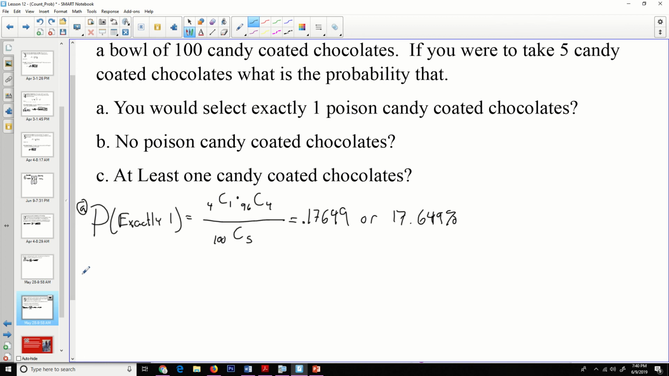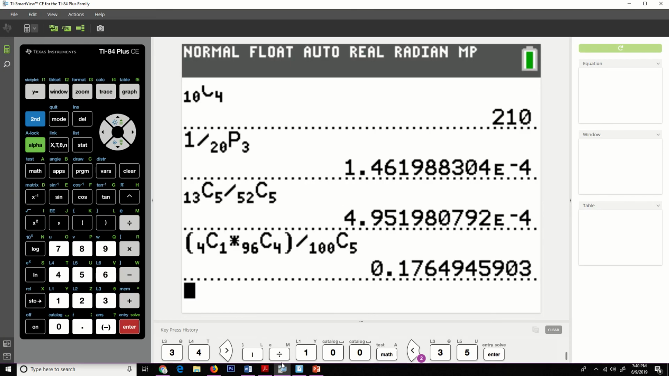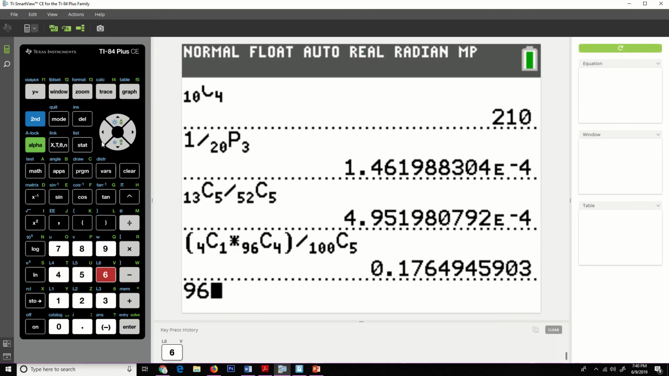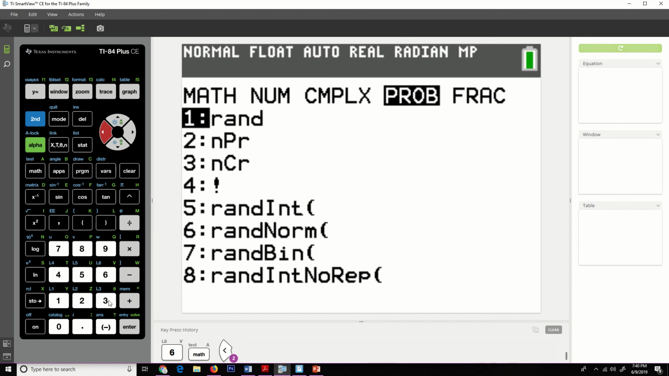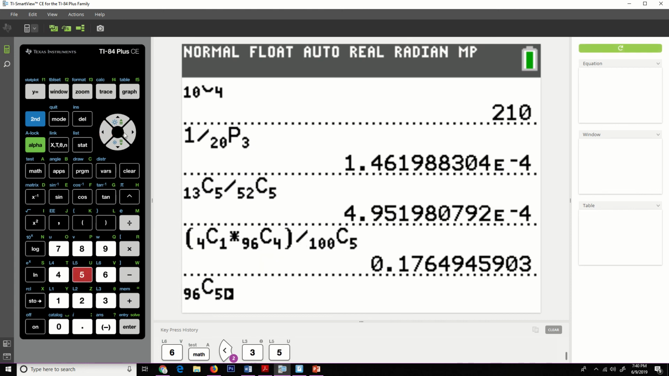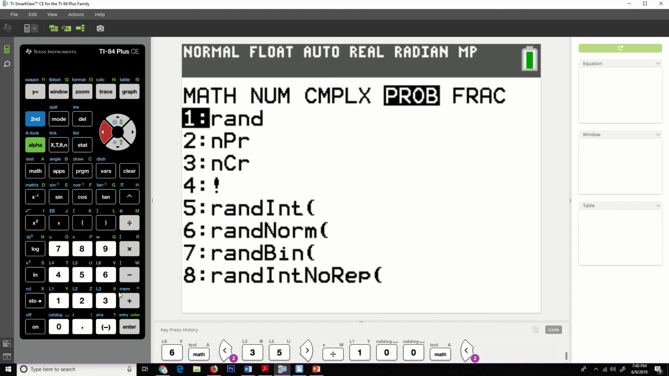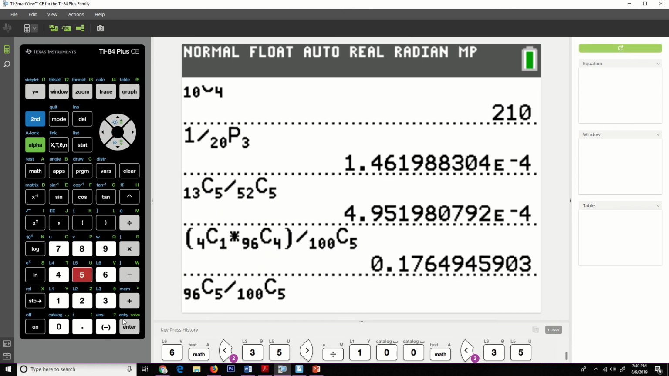Part B, that you choose no poison chocolates. All right. Well, that's pretty easy. There are 96 chocolates that have no poison in them, and we need to choose all 5 of those from 100 total chocolates in the bowl. So that's a little bit easier one. So 96, hit the math button, go over to probability, hit 3. We're choosing 5 of those, hit our right arrow to get out of the subscript, hit divide, and then we'll go 100, hit math, over to probability, hit 3. We're choosing 5 of those.